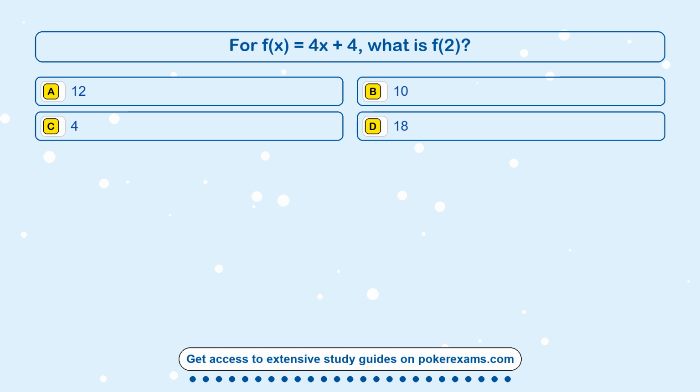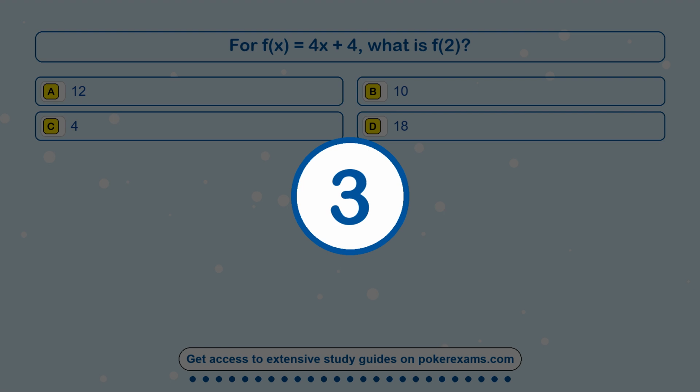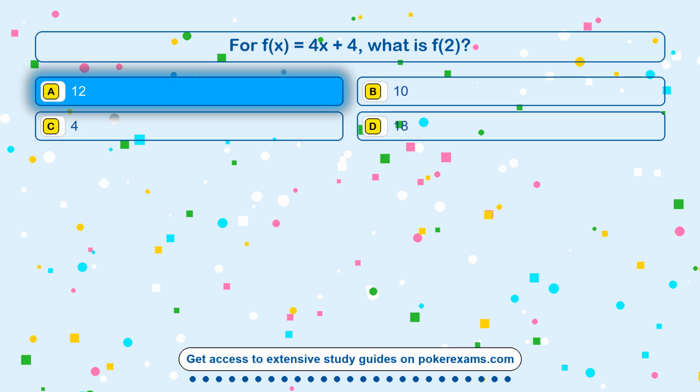Question 15. For f of x equals 4x plus 4, what is f of 2? Option A, 12. Option B, 10. Option C, 4. Option D, 18. The correct answer is option A, 12.